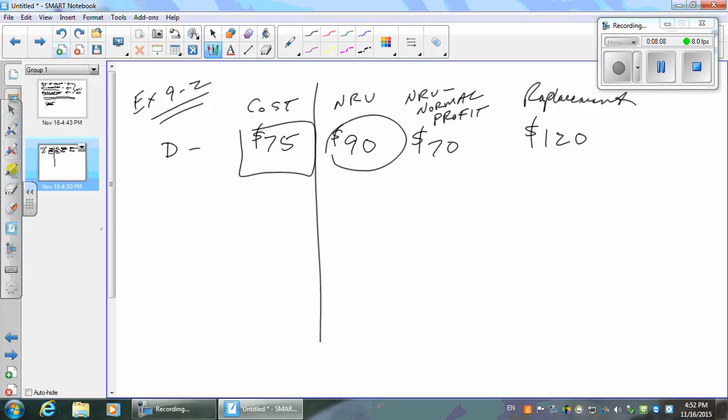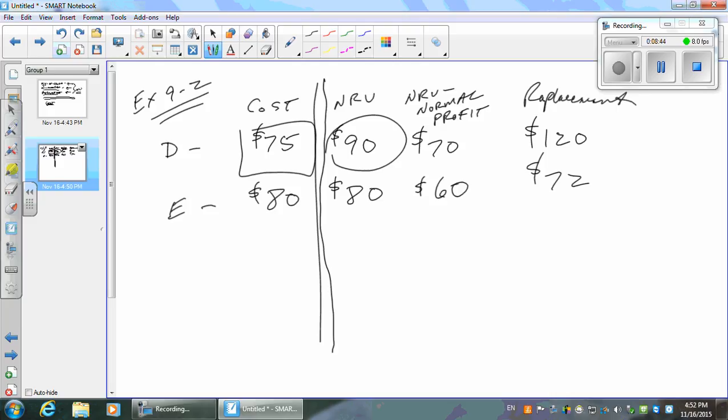Let's do E. What does E give you? What's cost? What's net realizable value? Sales price is 110 less estimated selling of 30. What is it? 80. It's 80 also. Less normal profit. What's normal profit? So what do we have? 60. And what's replacement? 72. So they're trying to show you there could be different ones in the middle. Okay, so what are you going to do?